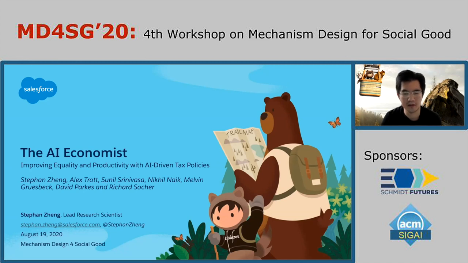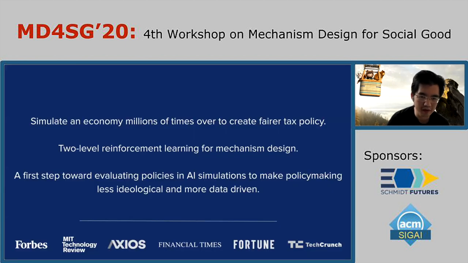I'm super excited to tell you about the AI Economist that is going to improve equality and productivity with AI-driven tax policies. This is work that's been done together with this great team. The project in a nutshell is that we want to simulate an economy millions of times over to create fair tax policy. In particular, the technique we're using is two-level reinforcement learning, that is learning how to design a mechanism.